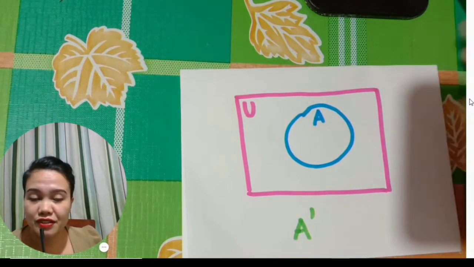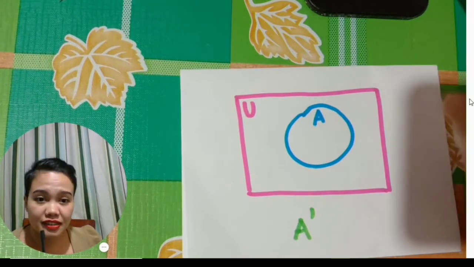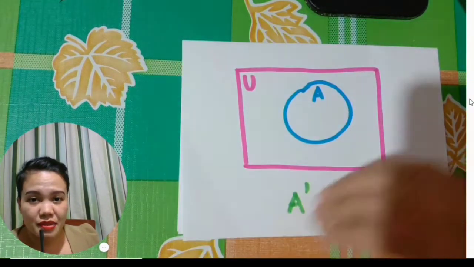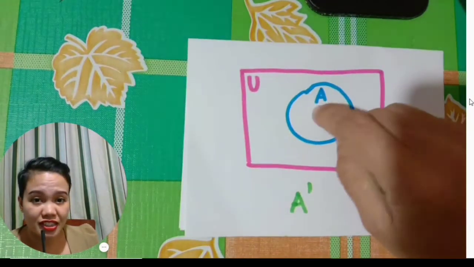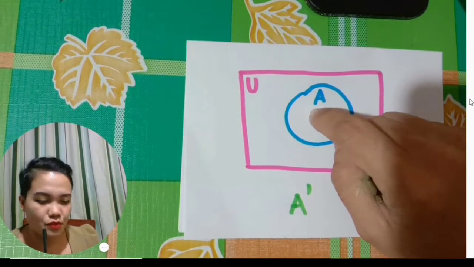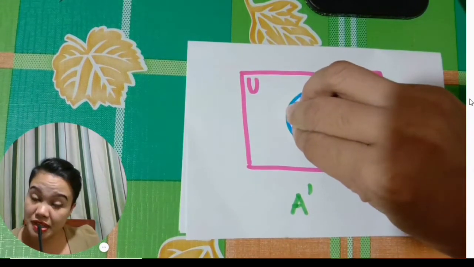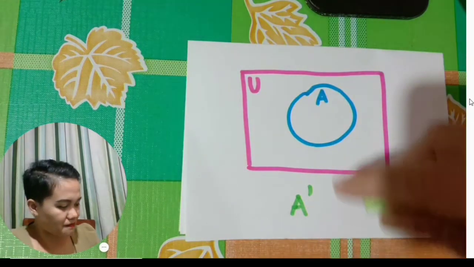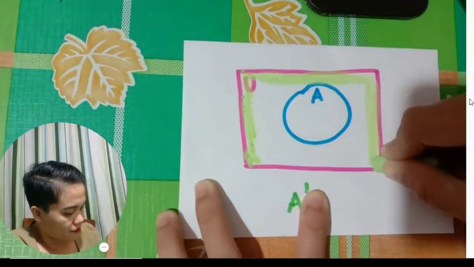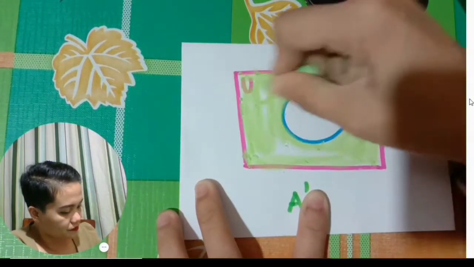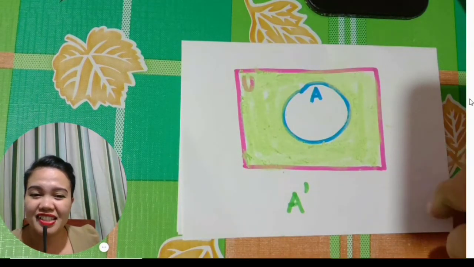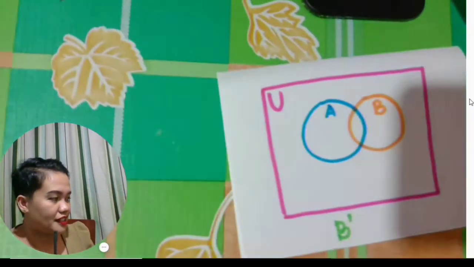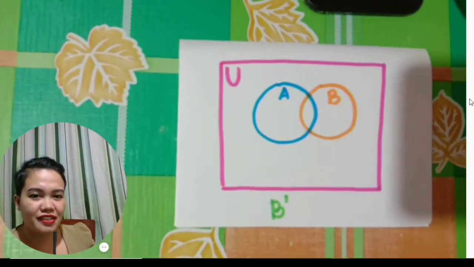Are the elements of the universal set that is not in the given set. So if you have a complement, that means what are the elements of the universal set that are not in this set? So we simply remove this set, and what remains of it is a complement. So let's shade the answer. Okay, there you have it. That is a complement.